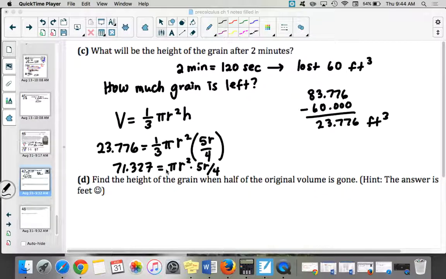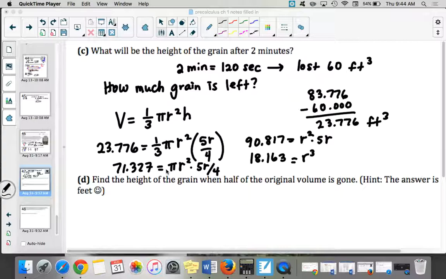So we can do things one at a time or all together. So let's divide by pi. When I divide by pi, I got 22 something. Then I multiplied by 4 to get that denominator over, and I got 90.817. So at this point, 90.817 is equal to r squared times 5r. So what's my next step? Divide by 5. So then I get r cubed equals 18.163. Now what? The cube root.